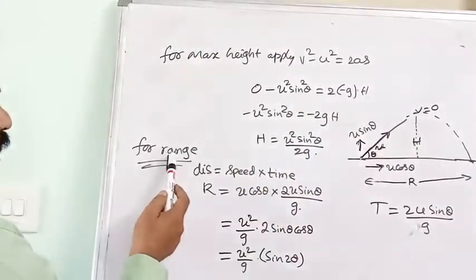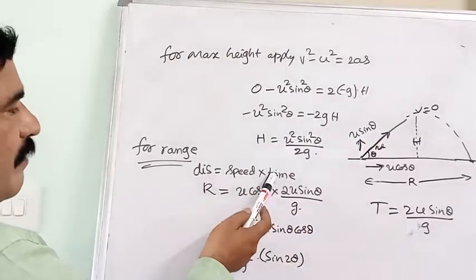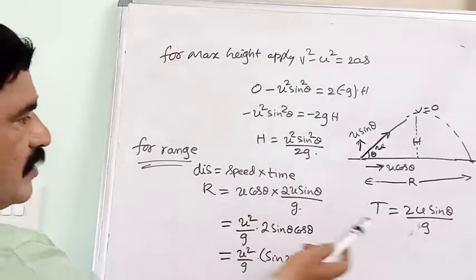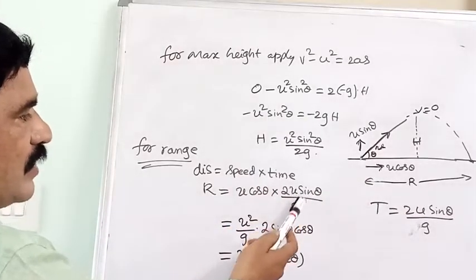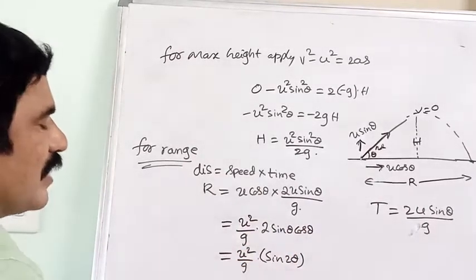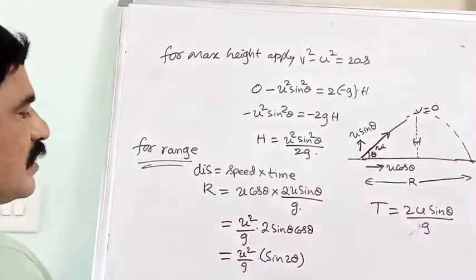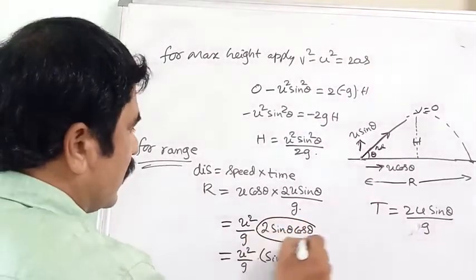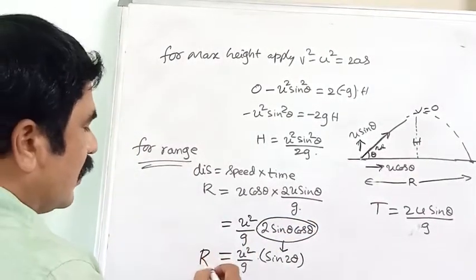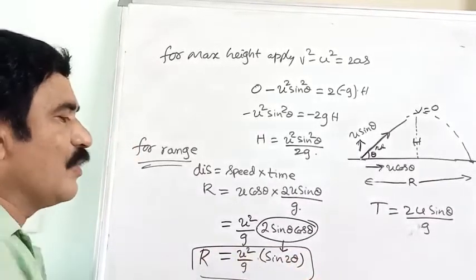Coming to range, range means horizontal distance. We know distance is equal to speed into time. Speed is horizontal speed, u cos theta. Time is total time, that is 2u sin theta by g. This is u square by g into 2 sin theta cos theta. This 2 sin theta cos theta can be written as sin 2 theta. Therefore, r is equal to u square by g into sin 2 theta.